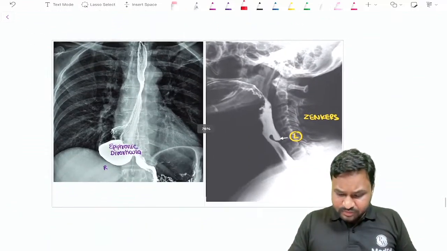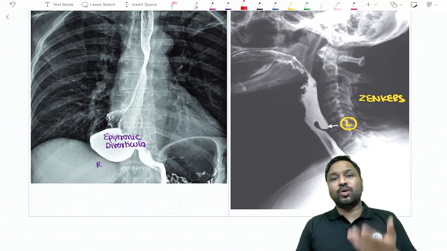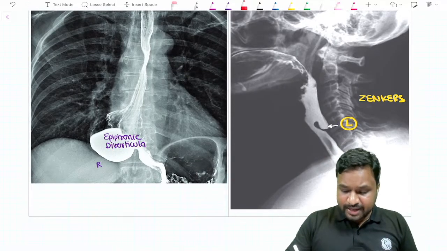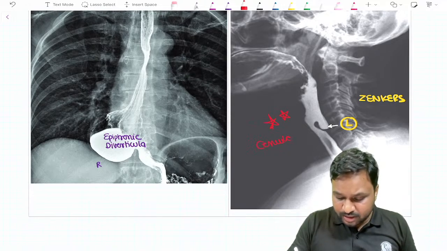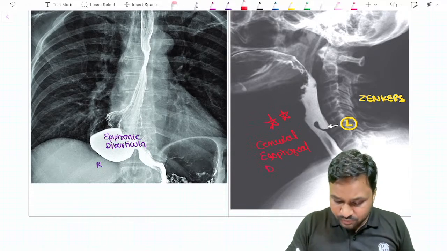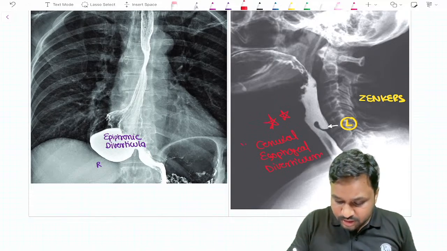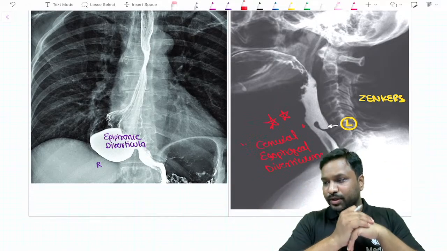Now, you can see the other images that I've given you of the Zenker's as well as epiphrenic. See, how do you know it is Zenker's? You will see the neck region. It is a cervical esophagus. That's a very, very important pickup point. It is a cervical esophageal diverticulum, right? So this is what you have to remember in terms of important exam questions, right?